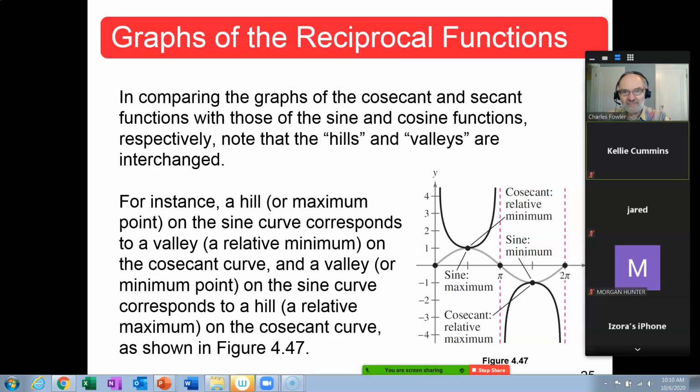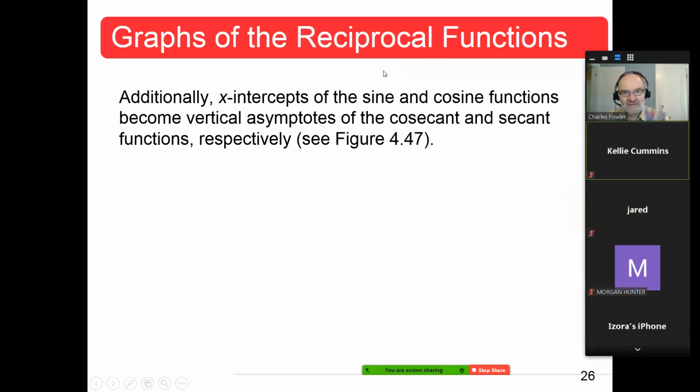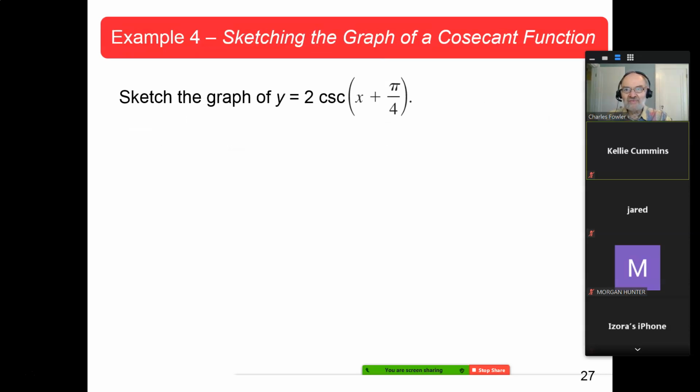that's how you graph them. Let's see if we can move the slide on. Additionally, x-intercepts, I've already said this, of the sine and cosine functions become vertical asymptotes of the cosecant and secant functions respectively. That's what we do. The max and min become min and max. The zeros become vertical asymptotes. So let's do this one.